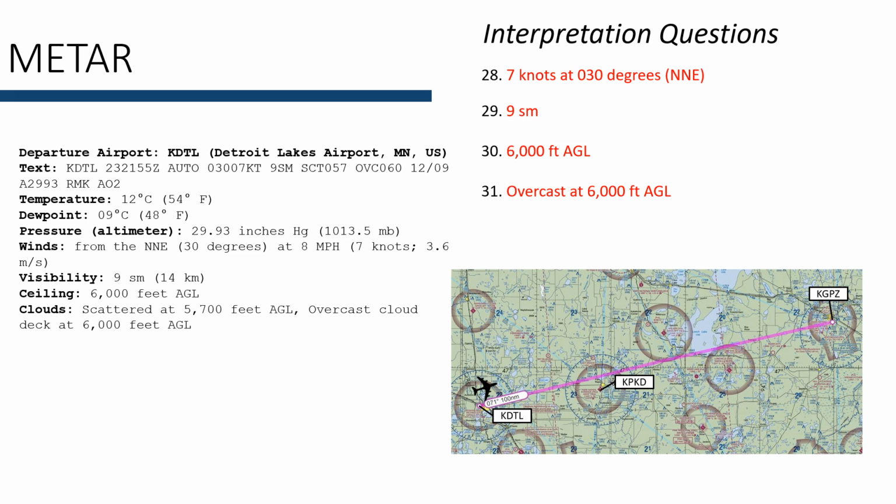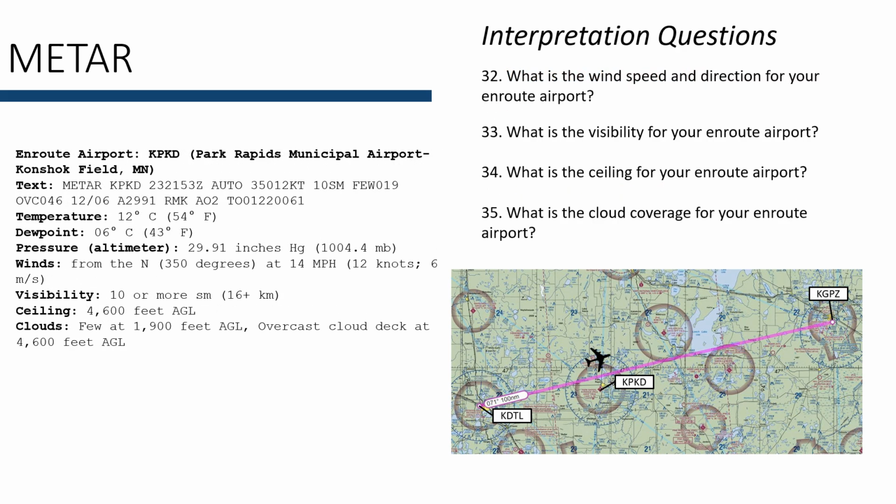Question 30. What is the ceiling for your departure airport? The answer is 6,000 feet above ground level. Question 31. What is the cloud coverage for your departure airport? The answer is overcast at 6,000 feet above ground level. This brings us to our next set of interpretation questions. Please read through the questions on your en route airport and write down your answers.